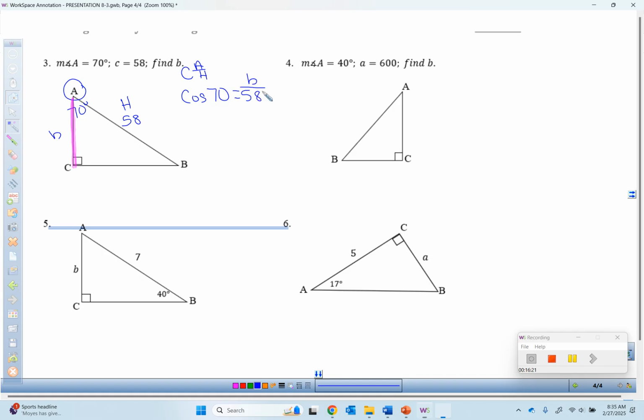Okay, now I'm solving for B, so I want to get B by itself. Okay, so instead of taking each side times B, I want to get B by itself. So how do I get B over here by itself? Yep, times 58. If I do it to this side, I have to do it to this side. Okay, it allows these to cancel out, and that gives me 58 cosine 70 equals B.